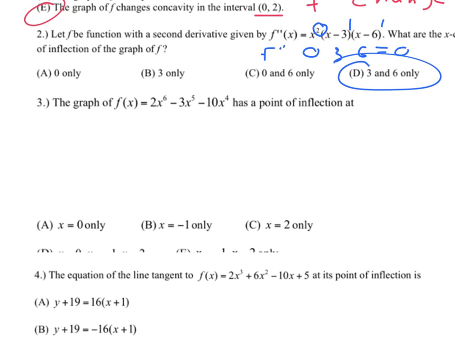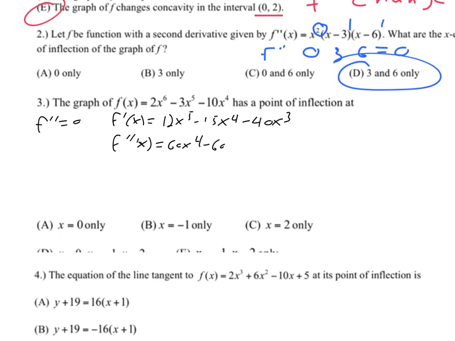If I have a point of inflection, two things have to happen. The second derivative has to be equal to 0, and it has to change signs. So let's take the first derivative. So we get f prime of x is equal to 12x to the 5th minus 15x to the 4th minus 40x cubed. The second derivative is equal to 60x to the 4th minus 60x cubed minus 120x squared.